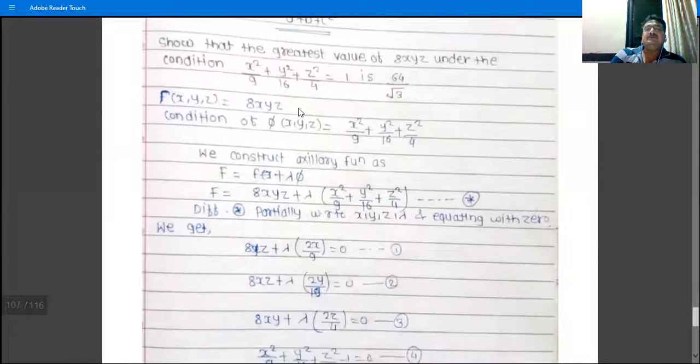A similar problem is here. Again, one function is given and one condition is given, and we have to find the greatest value or maximum value of that function, and it is also given as 64 by root 3. We will solve this problem in the next lecture.